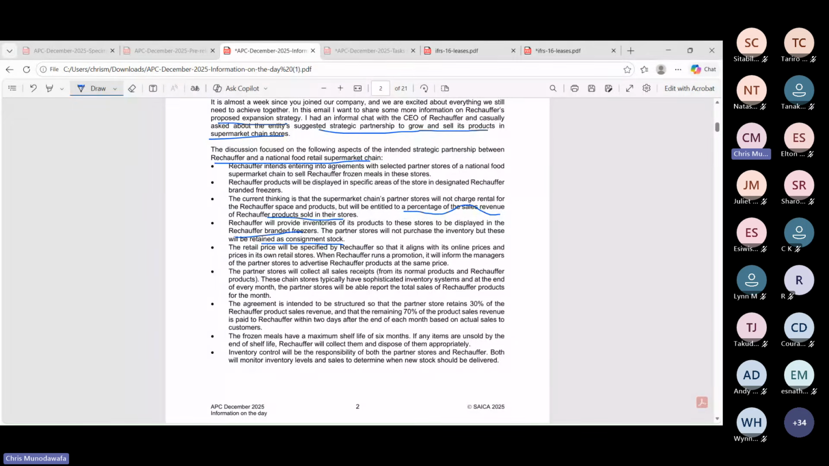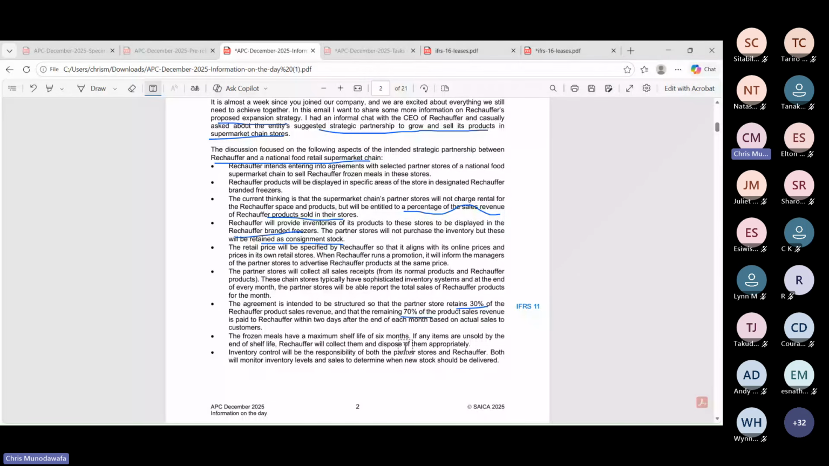Then the partner stores will collect the sales receipt. The chain stores typically is sophisticated, and at the end of every month, the partner stores will be able to report the total sales. To be structured so that the partner retains 30%, the other one 70%. The moment they are mentioning about this 70-30, it becomes a trigger. So is this a joint venture? Is it a joint operation? It might be a joint venture. It might be a joint operation.